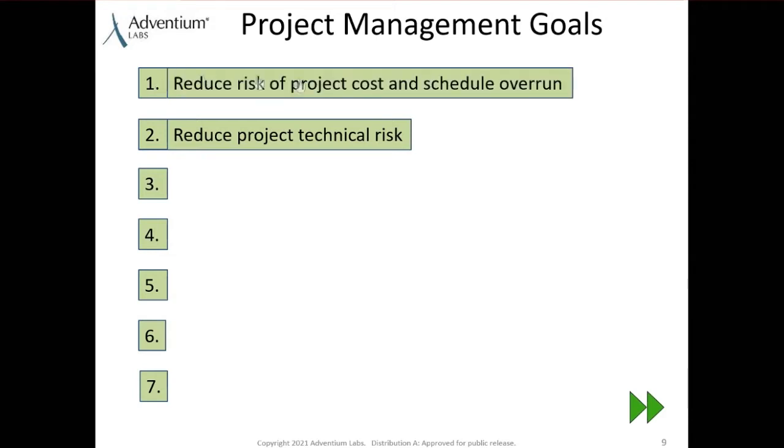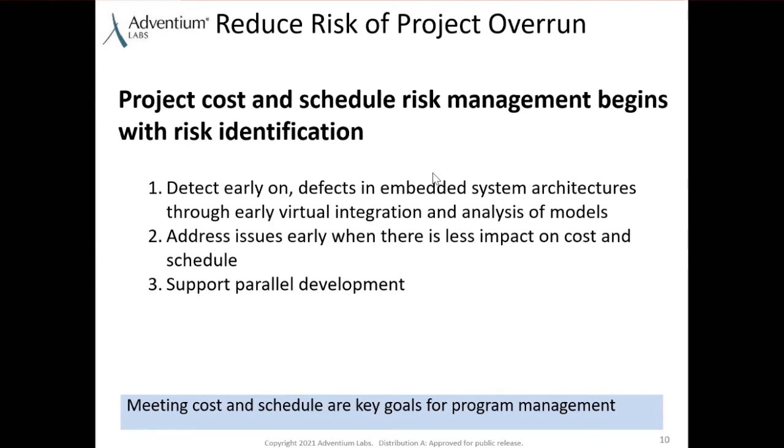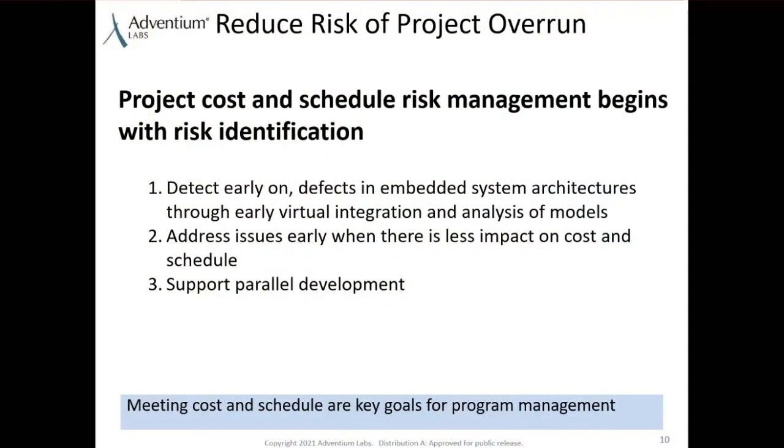Absolutely. And I put that as the number one thing we want out of our program management: really reducing the risk of project and cost and schedule overruns. We're always talking about keeping the costs down, but meeting our schedule. Doing the risk management for cost and schedule really begins with risk identification. What we want to do is detect early on these defects in these embedded systems. And virtual integration, ACVIP, can really help with that. We can address these issues early when there's less impact on cost and schedule.